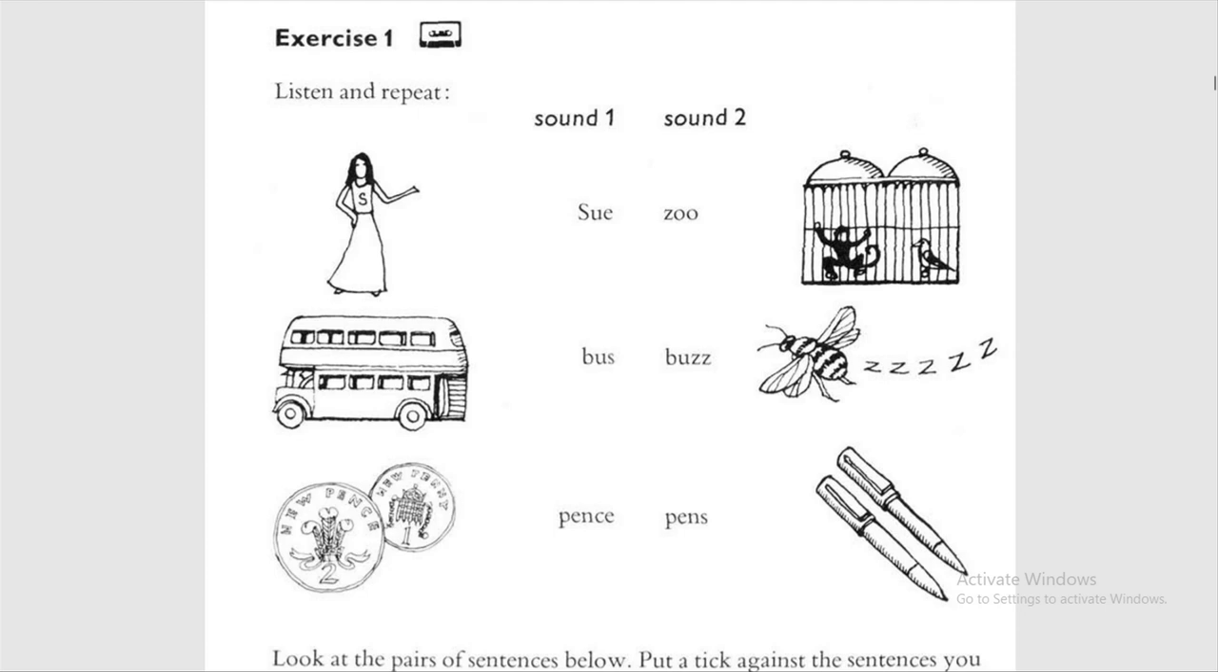2. Sue. Zoo. Bus. Buzz. Sip. Zip. Price. Prize.